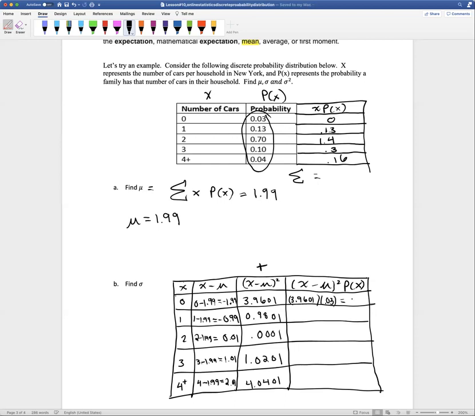So 3.9601 times 0.03 gives us, let me erase this because we're going to get some crazy decimals going on here. Let's extend u for the long decimals. Okay, cap it off over here. So we get 0.118803.